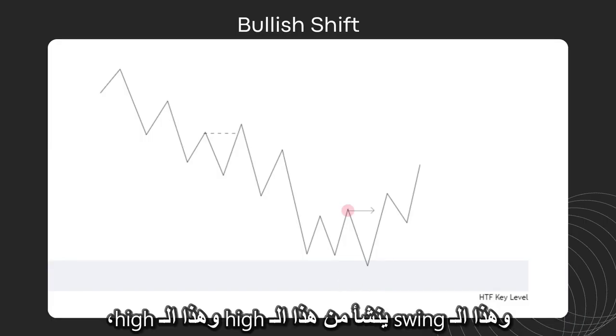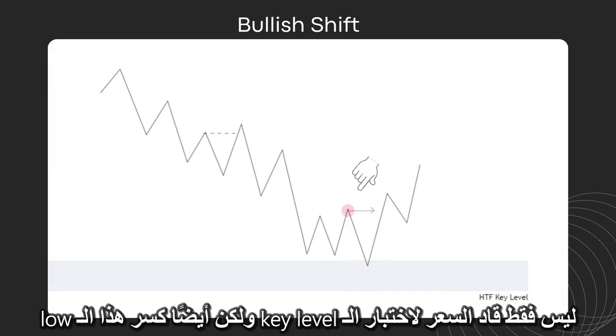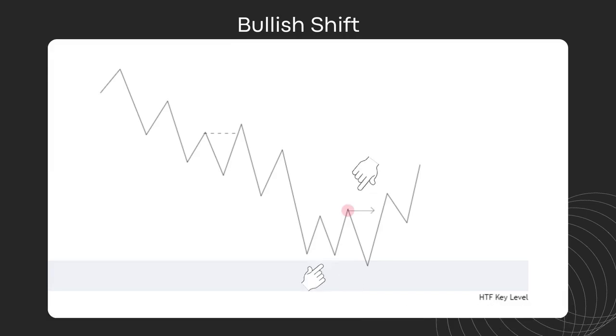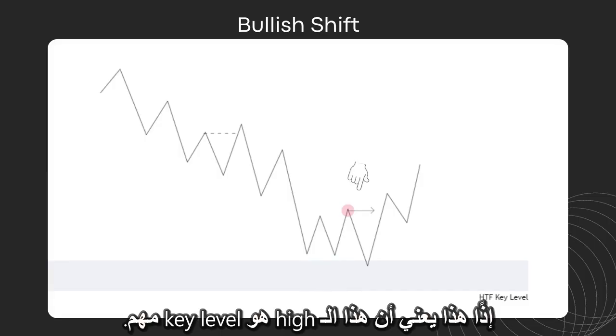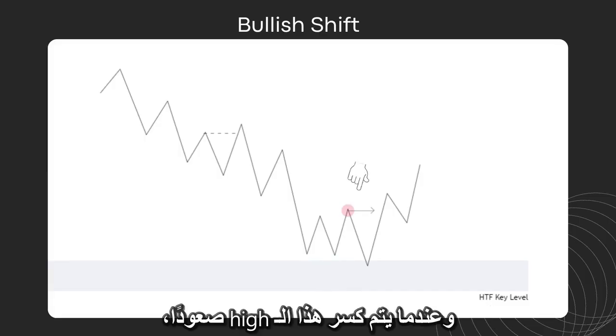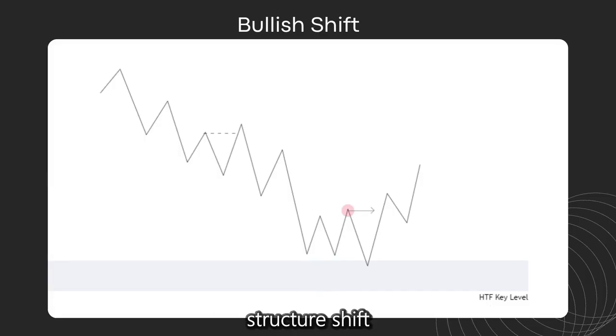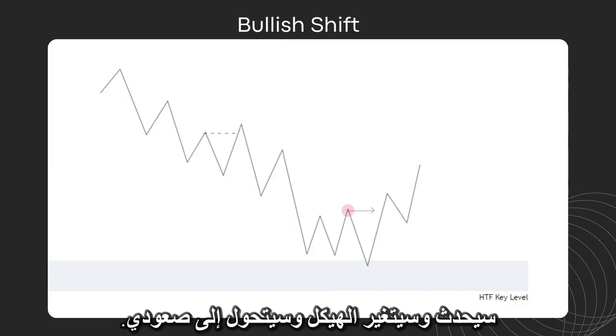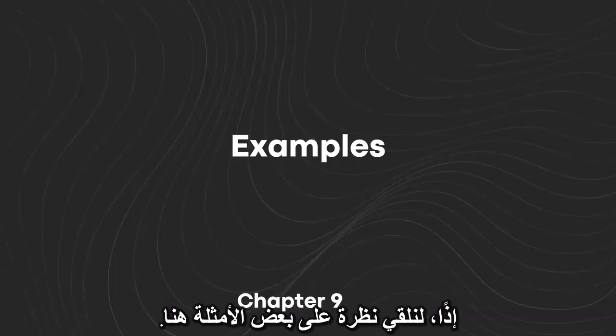And this swing originates from this high, and this high not only let price test a key level, but also broke this low right here. So that means this high is a significant key level, and when this high is broken, a structural shift will occur, and structure will be changed, and it will shift to bullish. So let's look at some examples right here.